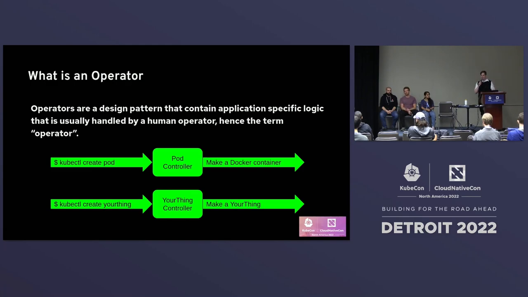You can use that to push pods. Well, we're going to teach Kubernetes to kubectl create your thing. And there's going to be some process that lives somewhere that's called a controller that's going to see those new objects being created and is going to go make them happen, whatever that means for your thing.